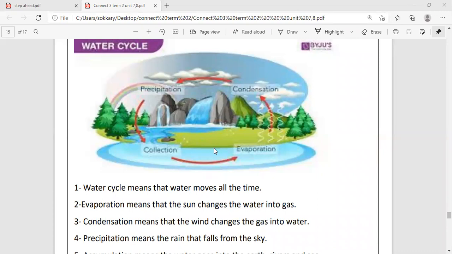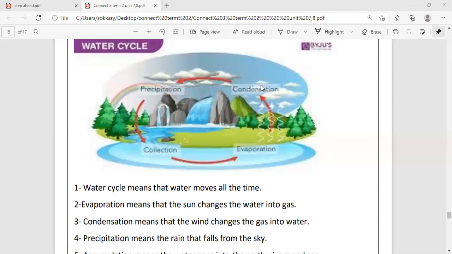Anas Abdurrahman. What happens when the wind changes the gas into water? Is it evaporation or condensation? Condensation. Excellent. Omar Mumin, what is the meaning of condensation? Does it mean that the wind changes the gas into water? Thank you very much. So the first step, evaporation. Second step, condensation.